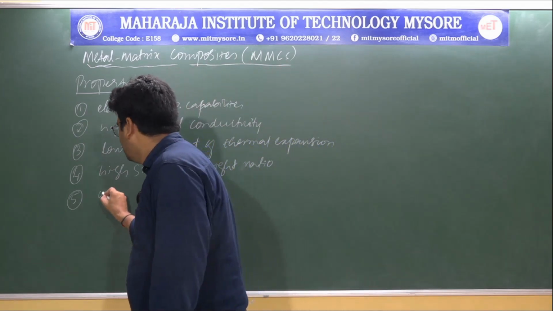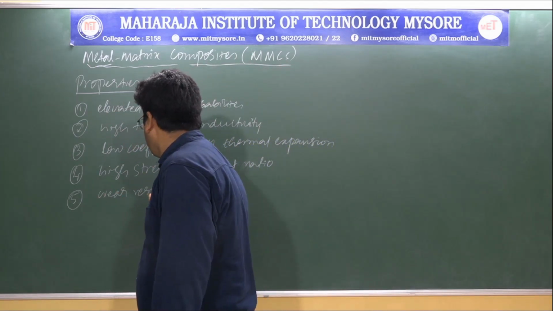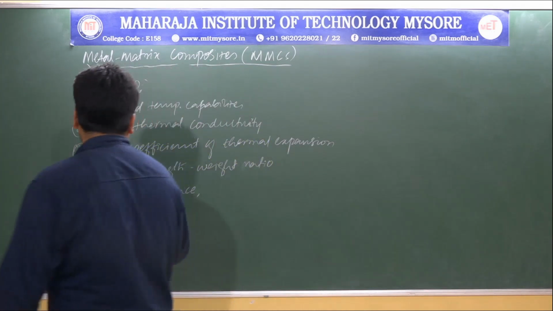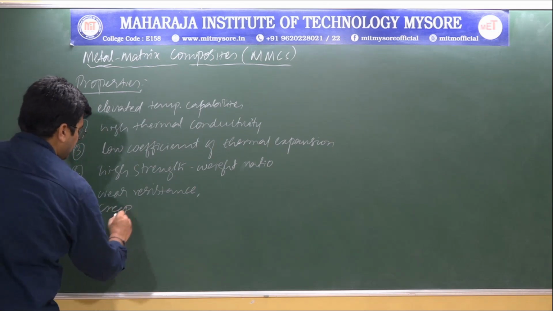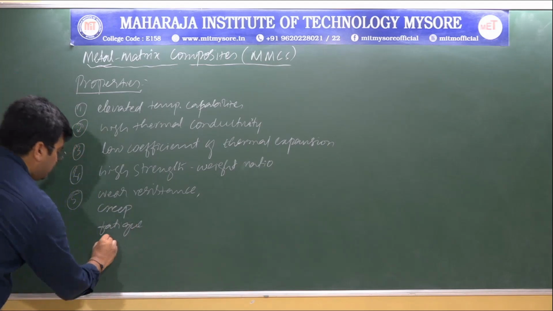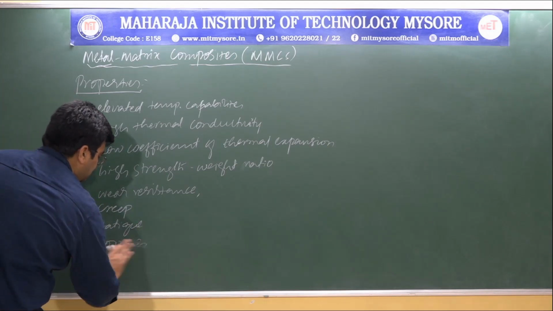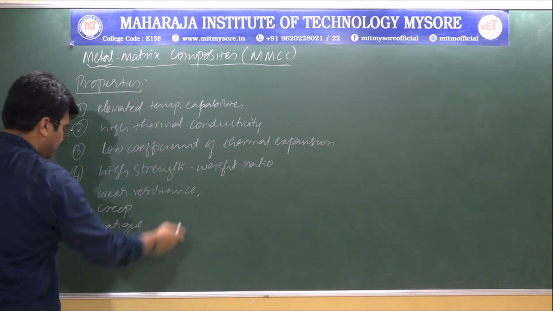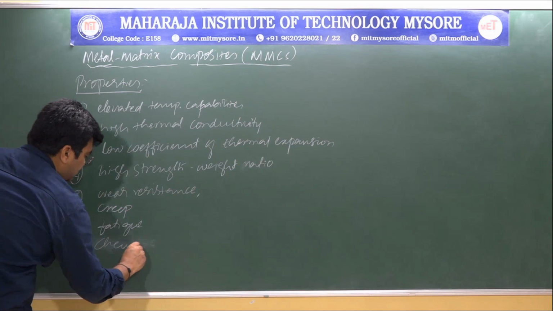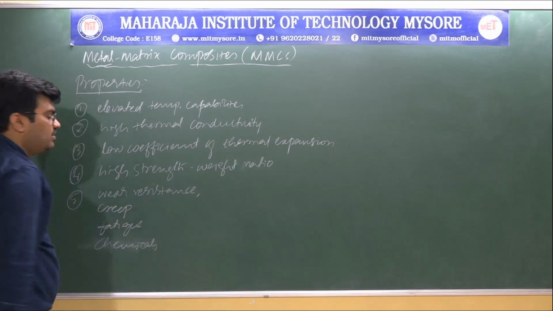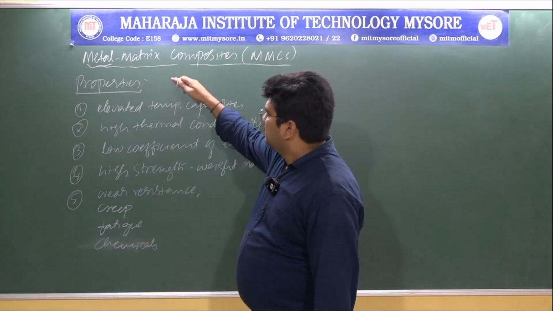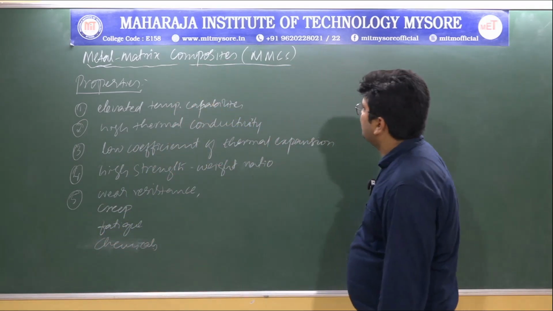So excellent wear resistance, creep resistance, fatigue resistance, resistance to corrosion, since we are using a metal there, and resistance to chemicals. So like that you can list out n number of properties. These are the salient properties of metal matrix composites.